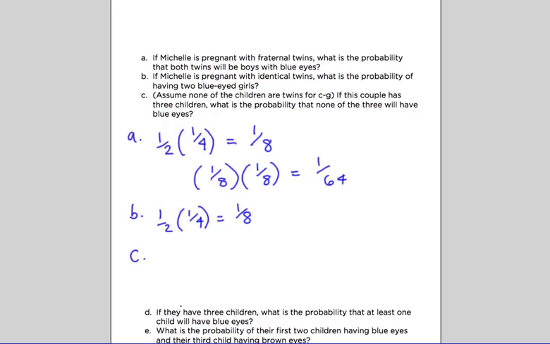For the rest of the parts, it says, assume none of the children are twins. So for C, if this couple has 3 children, what is the probability that none of the 3 will have blue eyes? Or in other words, what is the probability that all 3 will have brown eyes? For this, the first child's probability of having brown eyes is 3/4, and the same goes for the second and the third child. And because we want all 3 to have brown eyes, you multiply the probabilities across. So this probability is going to equal 27/64. Now keep that in mind for the next part.